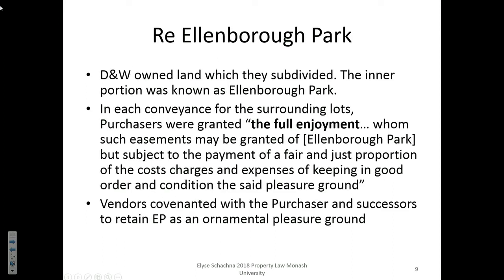Okay, so those are the basic facts, and have a read through the judgment as well at your own time, and you'll be able to also pull out some more information.